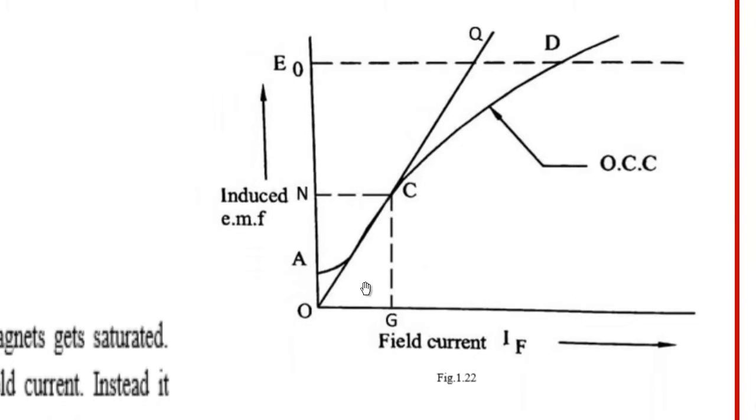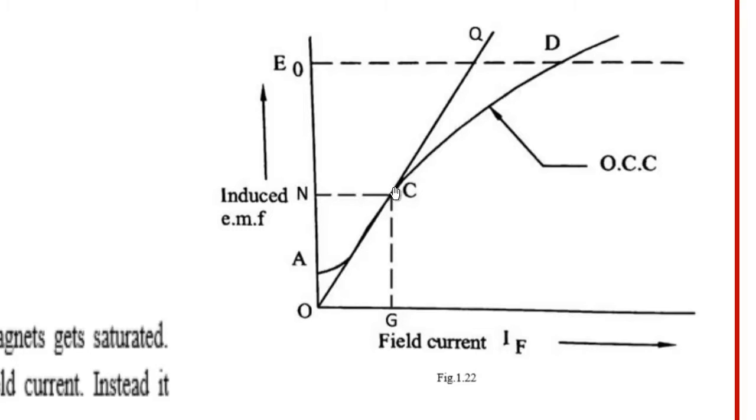So, during the initial portion of the curve up to C, you can see here, this is the linear portion, this is the linear variation. Up to this portion OC, whenever the field current is varied proportionately, the induced EMF across the generator is also varying proportionately, linearly with the field current. Once it reaches C, here comes the magnetic saturation of the poles.